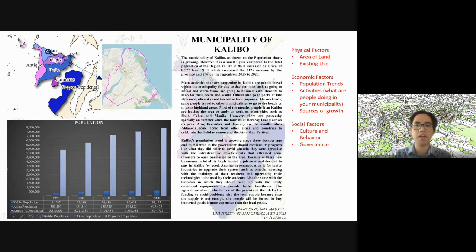Specifically for Calibo, Faye writes over here, I'll just read it. Main activities that are happening in Calibo are people traveling within the municipality for day-to-day activities, such as going to school and work. Some are going to business establishments to shop for their needs and wants, etc. So again, as we discussed previously, cities are becoming more and more populated, mostly because there are a lot more opportunities compared to their rural counterparts. This is not to say that the rural areas of a city are less valuable. They are actually very valuable.